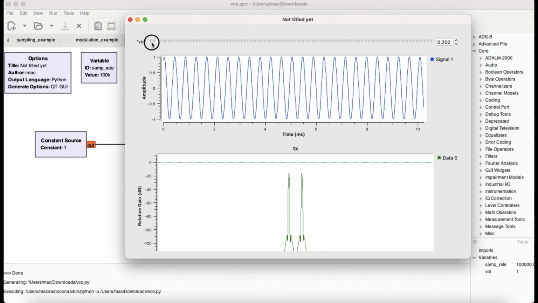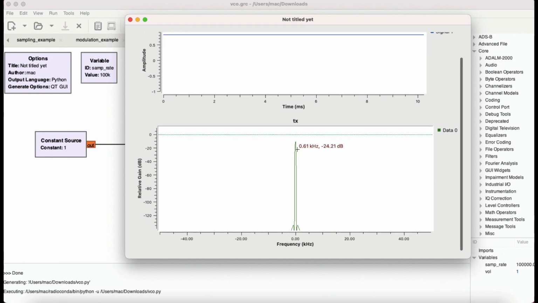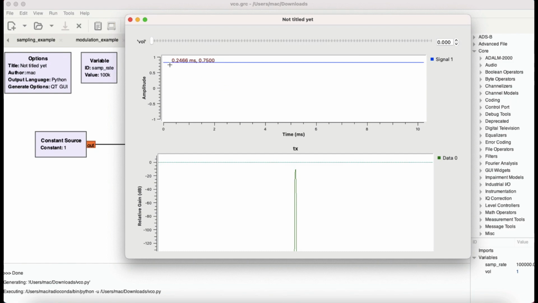If I have no amplitude, which means there is no frequency, there's nothing being generated, and the output that you are seeing right here is just that DC component. All right, so this is your DC signal that is zero amplitude, and that's it. There's nothing there. So this is some DC component.